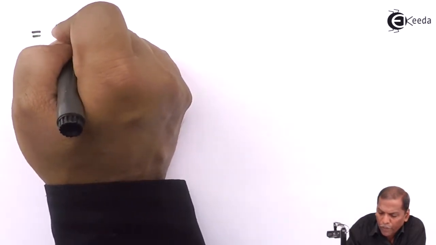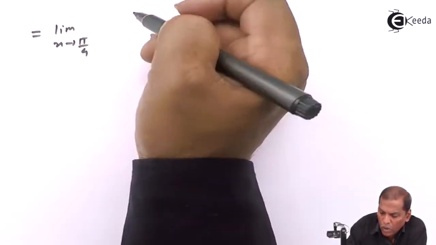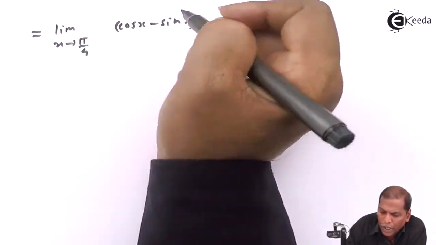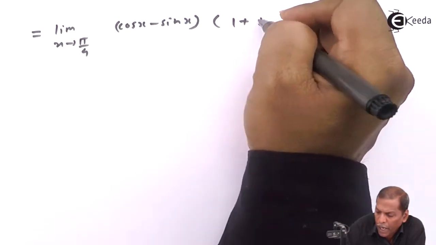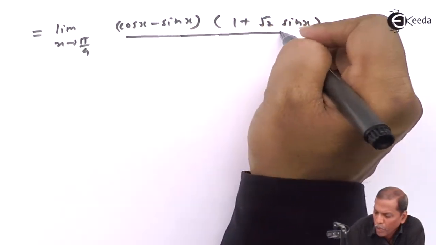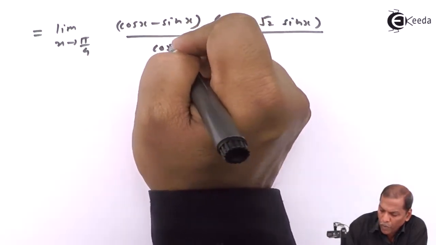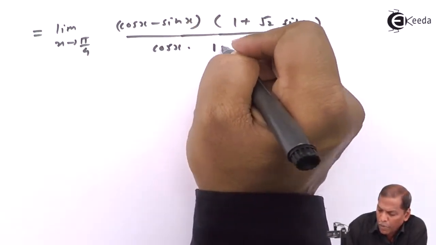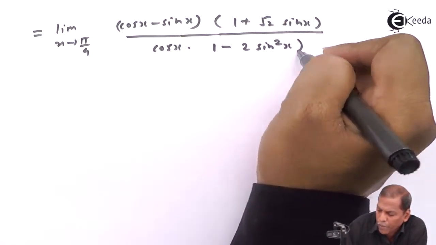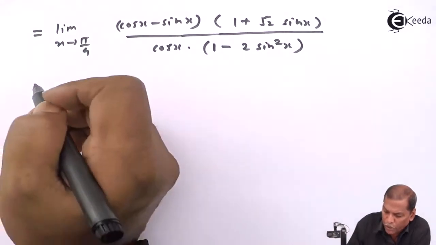So the next step will be limit x tends to pi by 4. We write the first bracket cos x minus sin x as it is, and the second bracket 1 plus root 2 sin x also as it is. And in the denominator we have cos x into, now 1 square gives 1, minus root 2 square gives 2, and sin x gives sin square x. So we have 1 minus 2 sin square x, this term in the denominator.